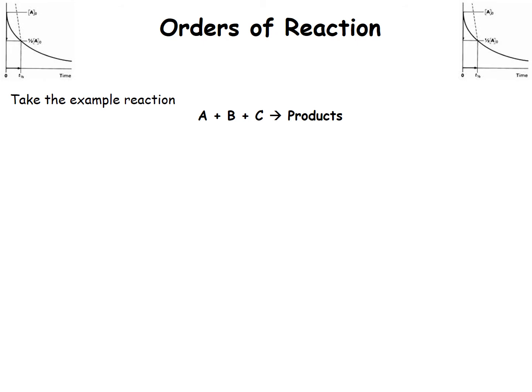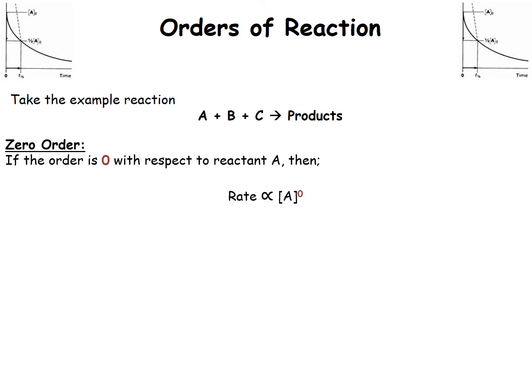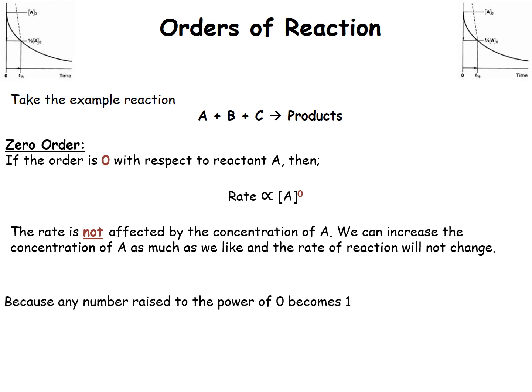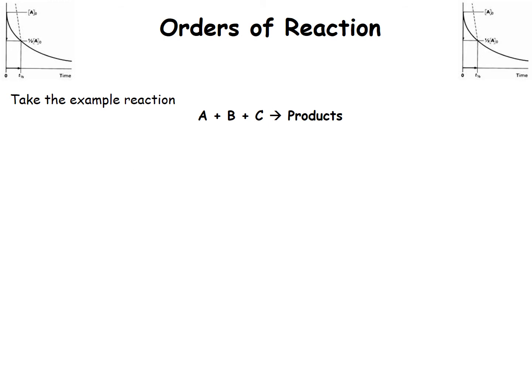So let's try this one. A plus B makes C, plus C makes products. I would have written D there. I don't know why they wouldn't write that. So if something is zero order, if the order is zero with respect to A, the rate is not affected by the concentration of A. So if I doubled A in this fictitious experiment, if I double the concentration of A, the rate of reaction wouldn't change. And so we would say that is zero order. Any number raised to the power of 0 becomes 1. So it would be constant and won't change.